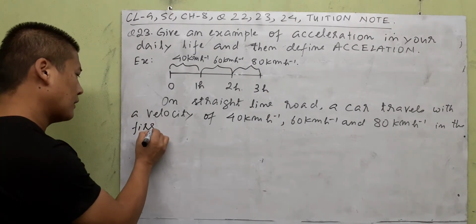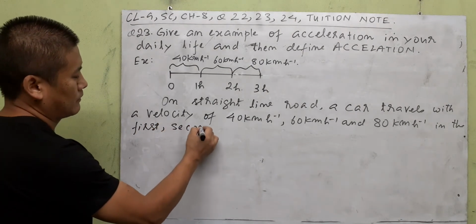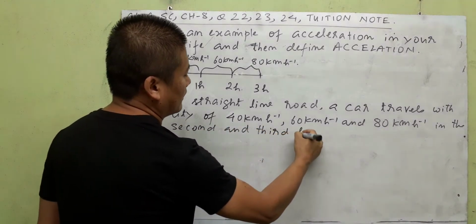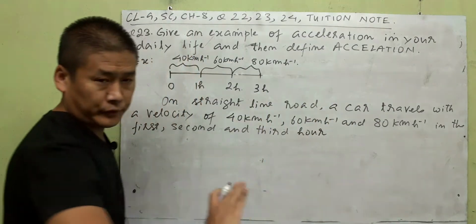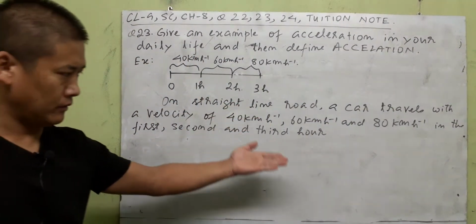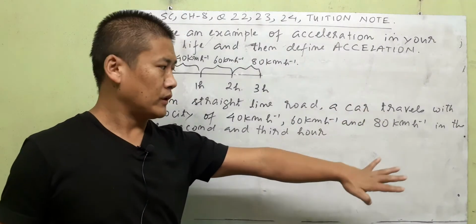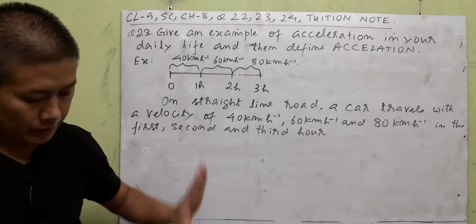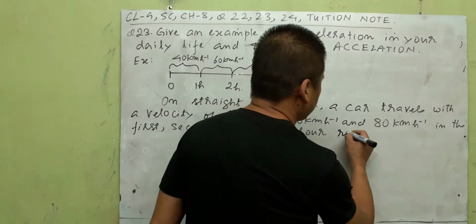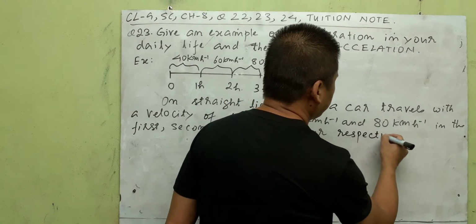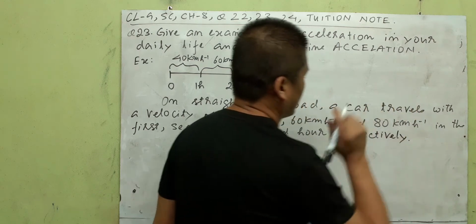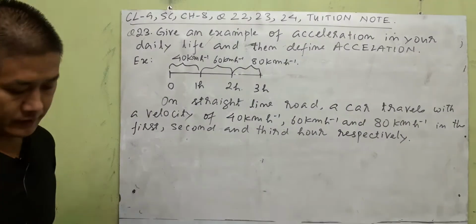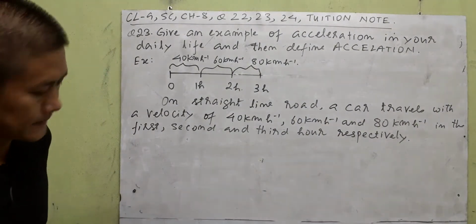First, second and third hour. I hope you're writing along with me. That way it'll really help you. Open your tuition note textbook. Even if you don't have a tuition note, you can write it in your copy. First, second and third hour respectively. That means in the first hour it is traveling with a velocity of 40 km per hour, second hour 60, and the third hour 80 km per hour. That's the meaning of respectively. So this is an example.